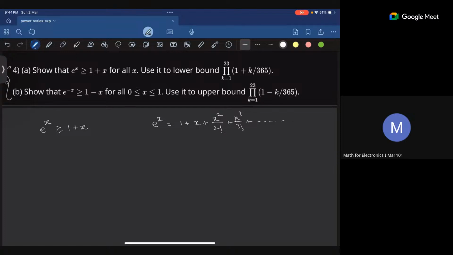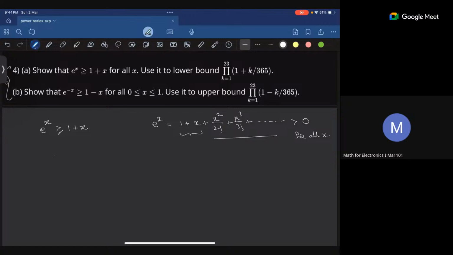And this is always greater than 0 for all x, right? And you can clearly see that the first two terms, the last terms will add up some value, it will not reduce, right? So from there you can easily see that e power x is larger than 1 plus x, right? So it will only be equal when x is equal to 0.